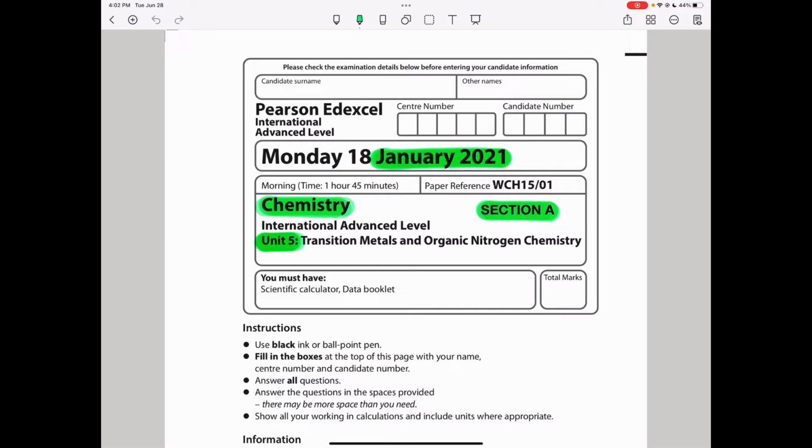Today we are discussing the Pearson Edexcel International A level Chemistry Unit 5, Section A for January 2021.